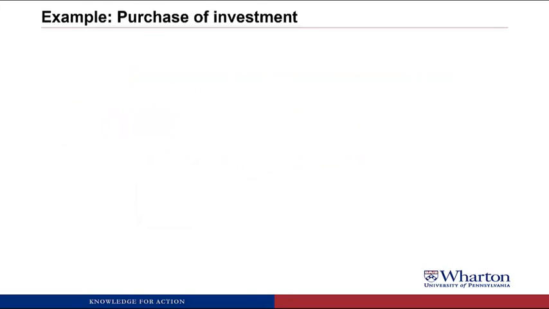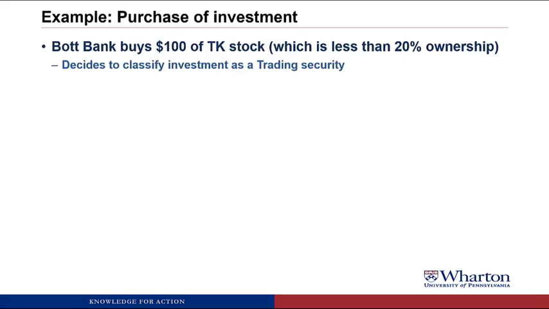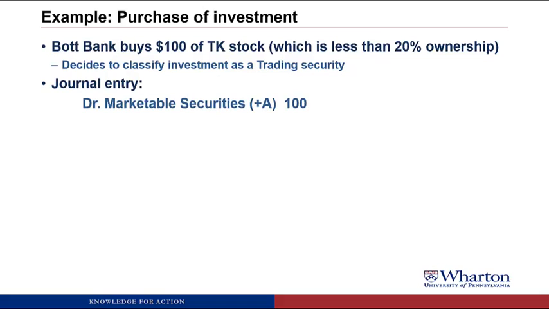Okay, so let's start looking at some examples to get a better insight into how these two methods work. So Bot Bank goes out and buys $100 of TK stock, which is less than 20% ownership in TK. Bot decides to classify the investment as trading security because their intent is to try to profit on this investment in the short term. Their journal entry is they debit marketable securities to create the asset for the investment, and of course credit cash because they're paying cash.